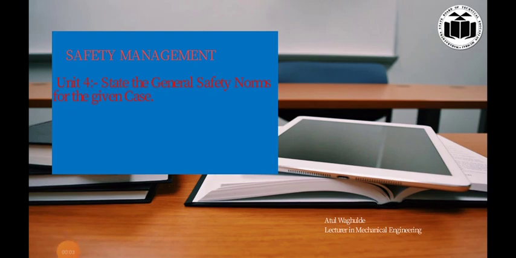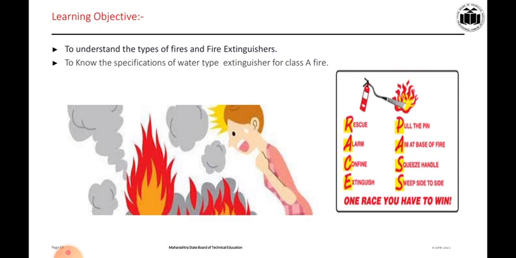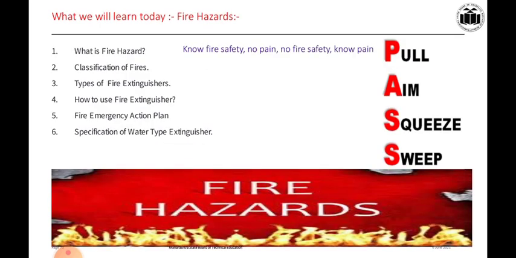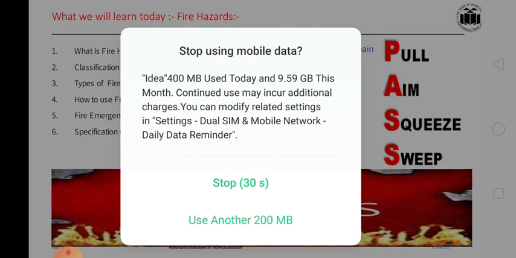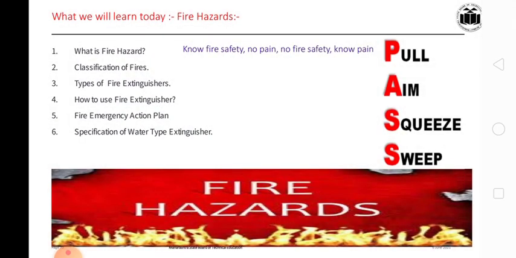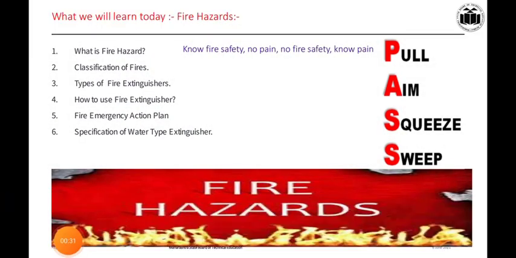Students, this is lecture number 30 of unit number 4, that is, state the general safety norms for the given cases. In the previous lecture we studied what is an accident, the different types of accidents, and the causes of accidents. In today's lecture we will study fire hazards, classification of fires, types of fire extinguishers, how to use a fire extinguisher, the fire emergency action plan, and specification of water type extinguishers.